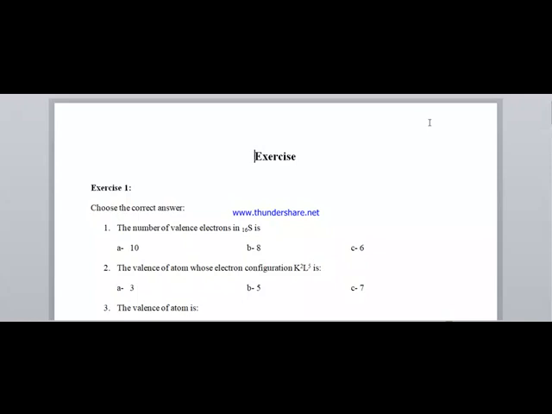In this video, we will start solving exercises about the chemical bond. In the first exercise, choose the correct answer. The number of valence electrons in sulfur 16 is... In order to determine the valence electrons, we must write the electron configuration. The electron configuration of sulfur is K2L8M6, so the valence electrons are 6. The correct answer is C.